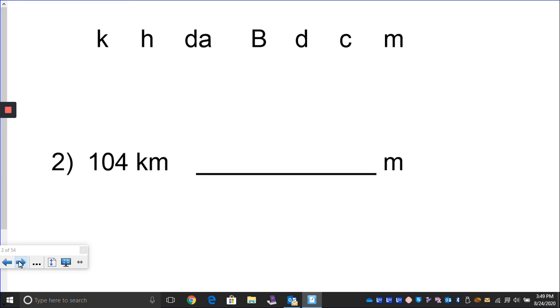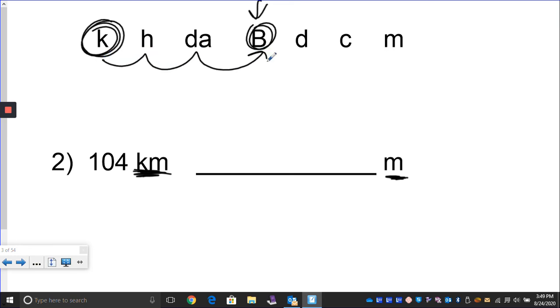If we try another one, we start with 104 km. Well, K is kilo. We know M by itself is meter. We're going to go from kilometers to M by itself. Anytime you have a letter by itself, it will be a base unit. So we have kilometers to meters. So what I like to do is I find out where I'm starting at, kilo, and where I'm going to end, the base unit. So I'm going from kilo to the base unit. What direction is that? 1, 2, 3 places to the right.